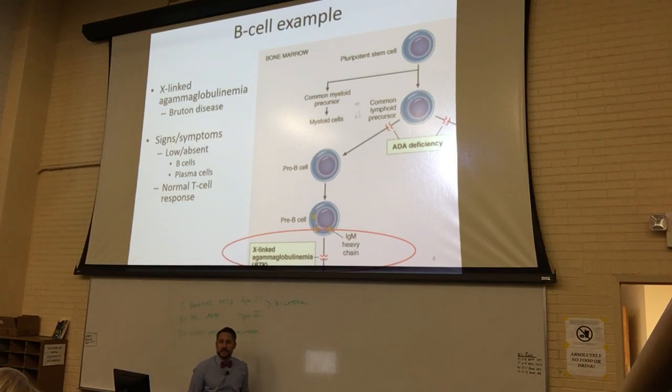Okay, so signs and symptoms: low or absent B cells and plasma cells. However, they have a normal T cell response. So in these patients, the devil's in the details, but the pre-B cells don't differentiate. These pre-B cells never mature. They never become functional. So they have B cells, they're just immature because they never made it out of the bone marrow. So it would be wrong to say that they don't have any B cells, they don't have functional mature B cells. Okay, well, we're splitting hairs there now, and I won't be tricky on the exam like that. I just want you to understand they don't have the ability to make immunoglobulins because of this disorder. But T cell response is totally normal.